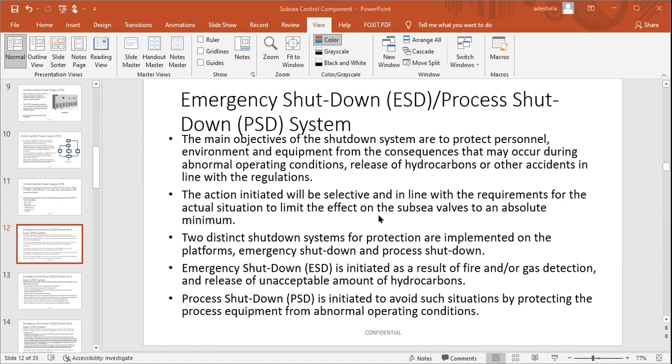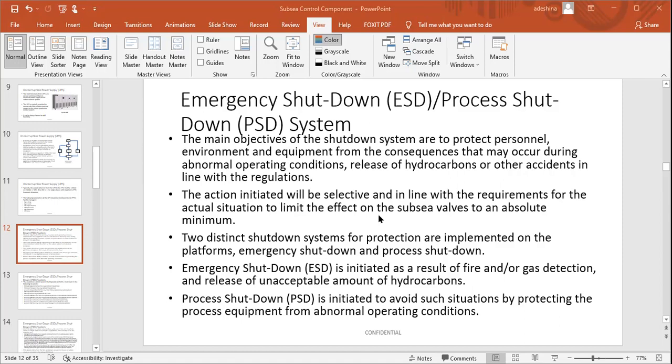But we should know at this point that there's buttons that we can use to adequately shut down the system to mitigate against consequences of release of hydrocarbon or other accidents or natural disaster occurrences. And we have two distinct shutdown protection mechanisms, which we call the emergency shutdown and the process shutdown. So note that too. If you are asked the two distinct shutdown systems for protection of equipment, now you know.